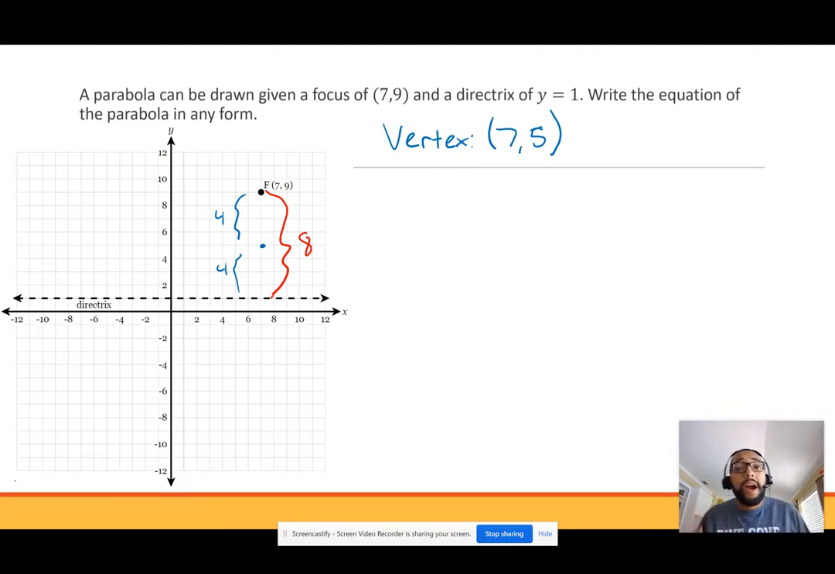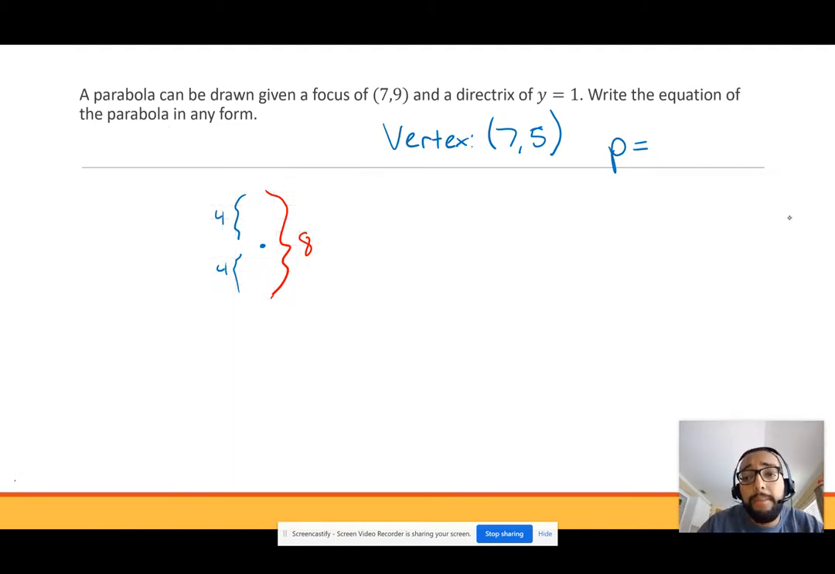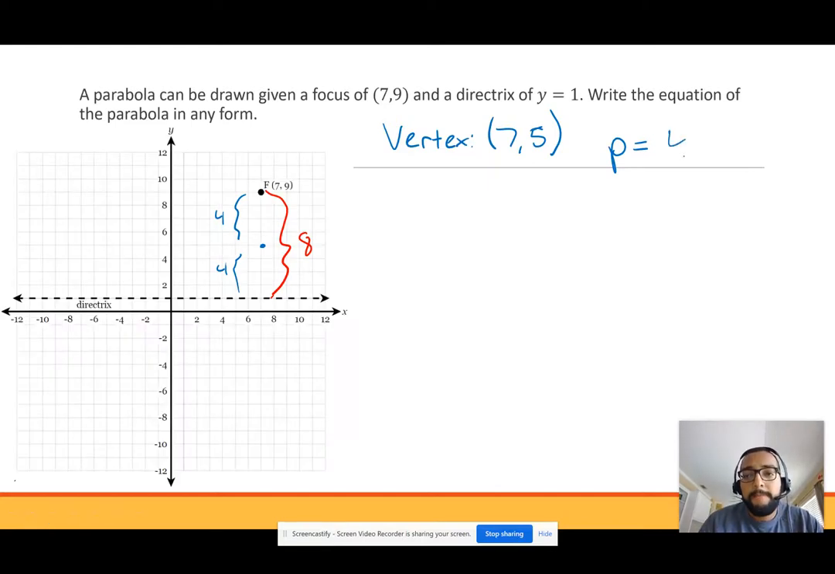Next, let's find our value of p. Now again, we already found the value of p, because the value of p is the distance from the vertex to the focus or the vertex to the directrix. Either way, it's the same number. Perfect. Okay, vertex found, p-value found. Let's find the value of a. So a equals 1 over 4p.